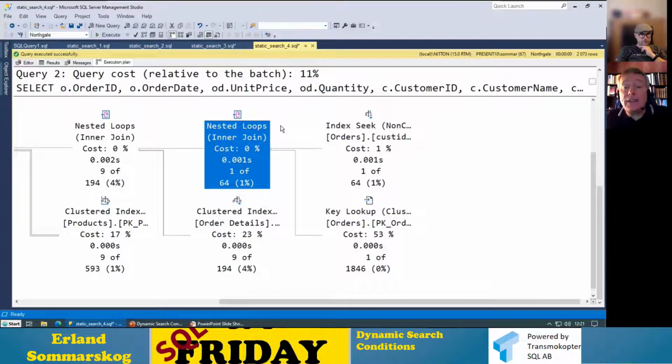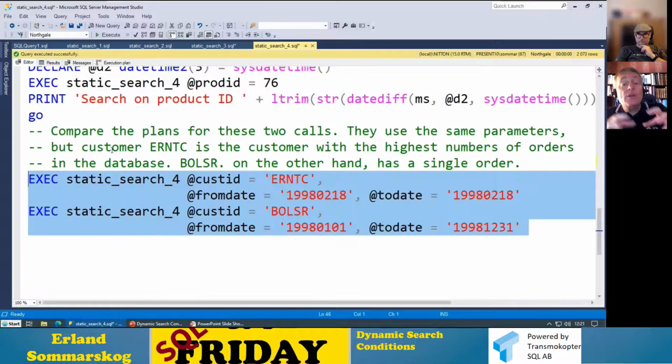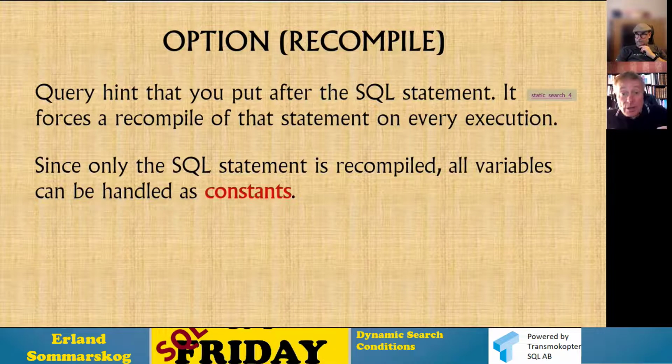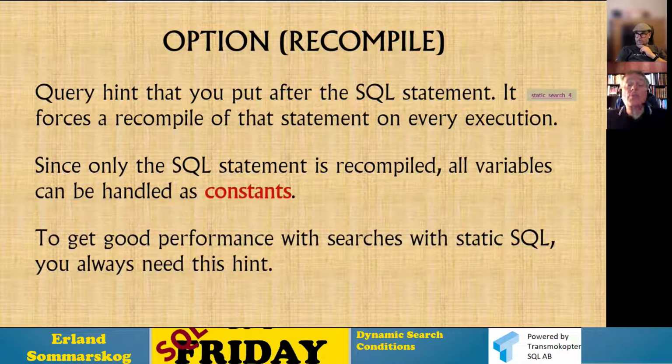Now it's only using the index on the customer ID because we now have the full year. And I think in total, Northgale has orders for 6 years. So we're actually addressing about 1/6 of the data. And that's just way too much for an index seek with a key lookup. So this is also very interesting. Not only do we get different plans depending on the profile, but also on the values. So this is the key to success, because since only the SQL statement is recompiled, all variables can be handled as constants. And to get good performance when you do these searches with static SQL, you always need this hint.